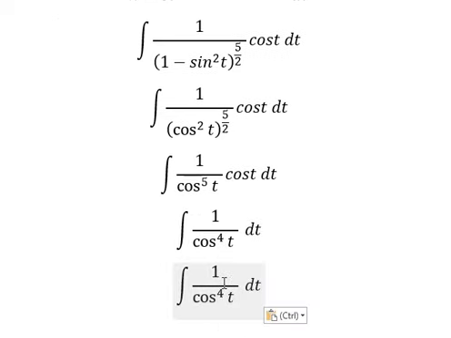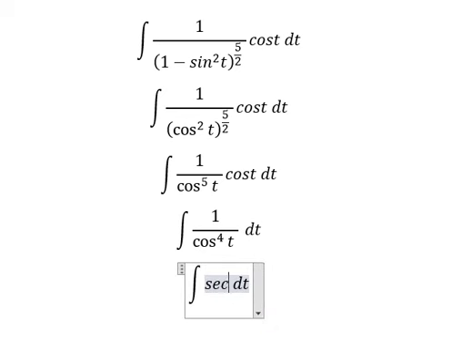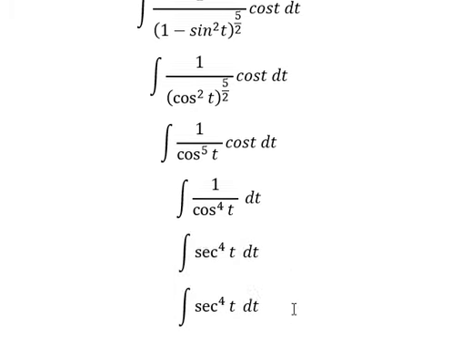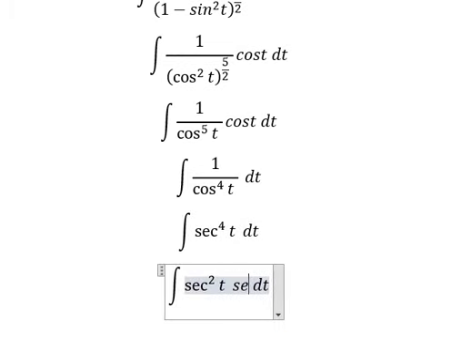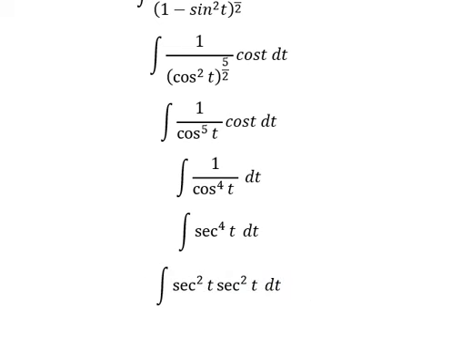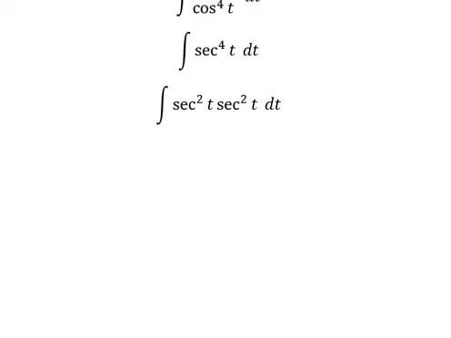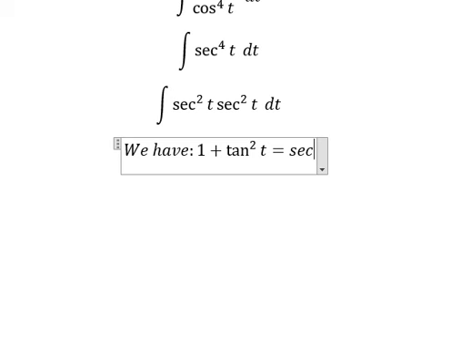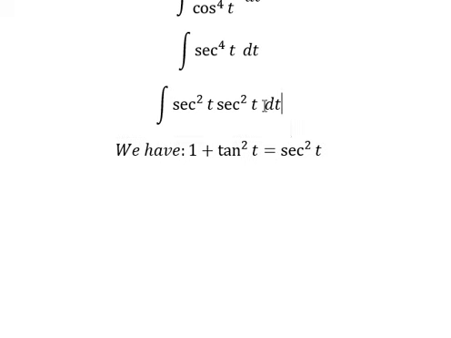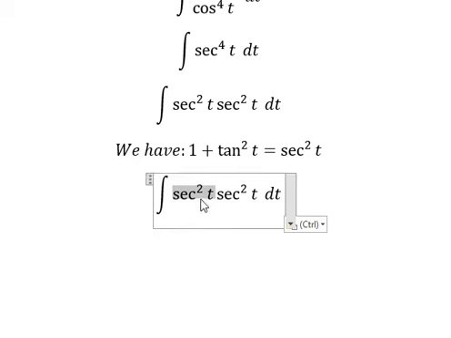And this one we can transform into secant of t to the power of 4. So this one we have secant squared t and secant squared t. Now we have the formula in here. So we need to transform this one into this one.